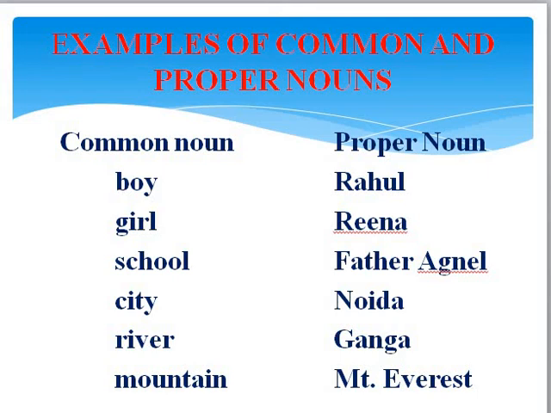Boy. Now we know there are many boys in this world. So boy is a common or a generic name given to all the boys. And that is why it is a common noun. Now, as soon as I say Rahul, I'm talking about one specific boy whose name is Rahul. And that is why Rahul becomes a proper noun. Similarly, girl. There are many girls in this world. So girl is a common name or a generic name given to all the girls. There's nothing special about it. It's girl. So it's a common noun. Now Reena. Now Reena is the name of one girl, one specific girl I'm talking about who is named Reena. And that is why Reena is a proper noun.